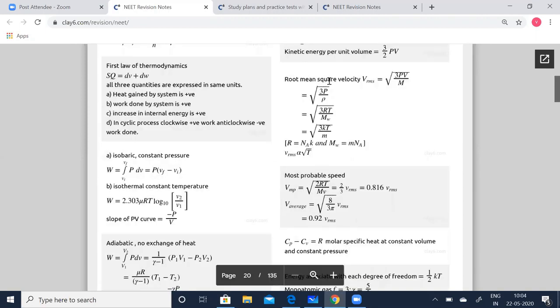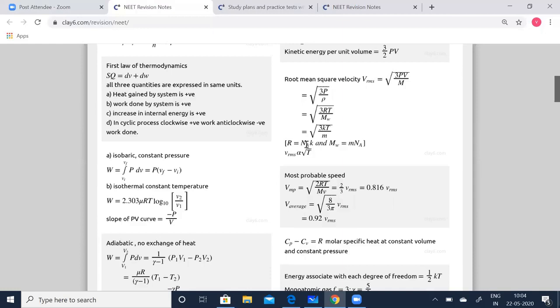All these while we were talking about this root mean square velocity. V RMS is nothing but root of 3 PV by M, where P stands for pressure, V for volume, and M for mass. But you know, M by V is nothing but rho. So if the density is given, you can substitute this formula, which is equal to root of 3P by rho, which is also equal to root of 3 RT by MW. So if the temperature is given, you can substitute this formula. And if temperature and mass are given, then you can take it as root of 3 kT by m.